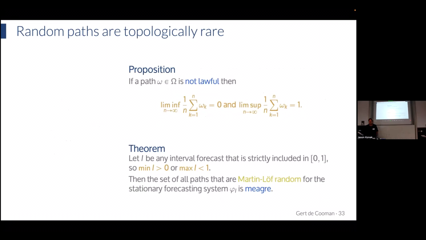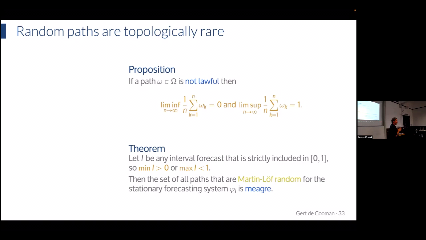I've already told you that if I have a forecasting system, then almost all the paths, so infinitely many of them, very, very many of them, almost all of them, in this measure theoretic sense, are random. So the exception is the non-random paths. The random sequences are the rule.